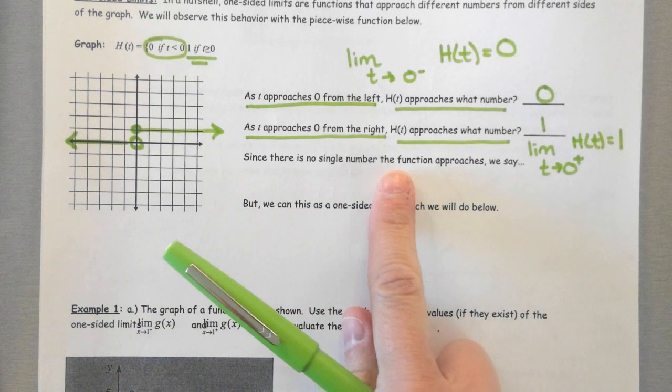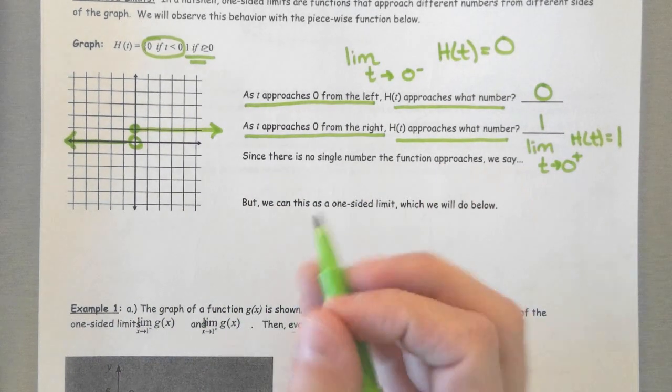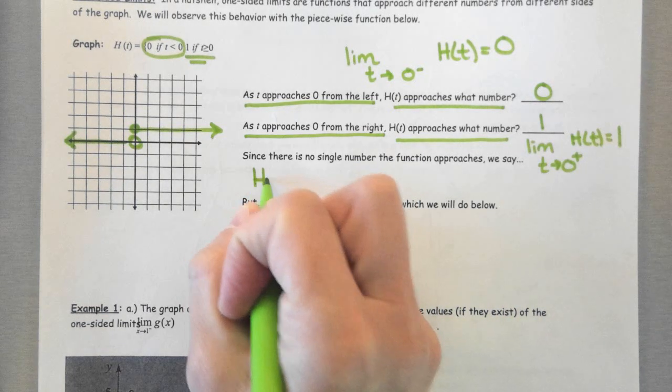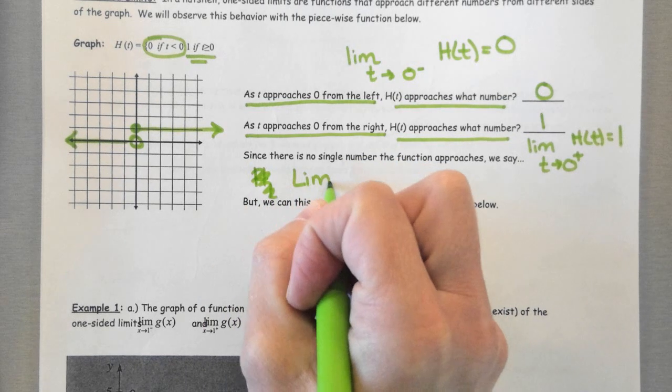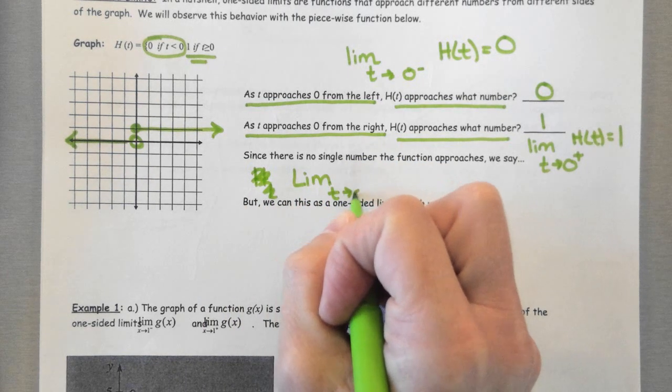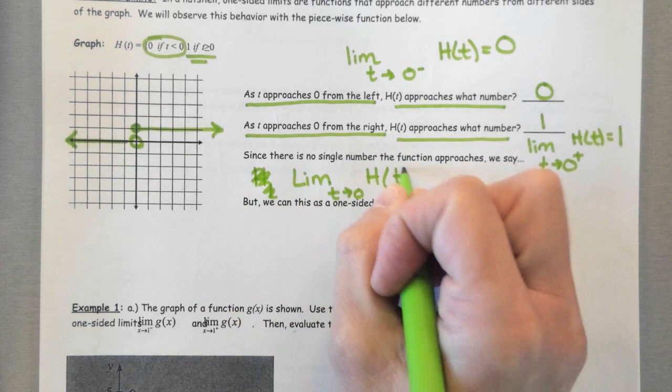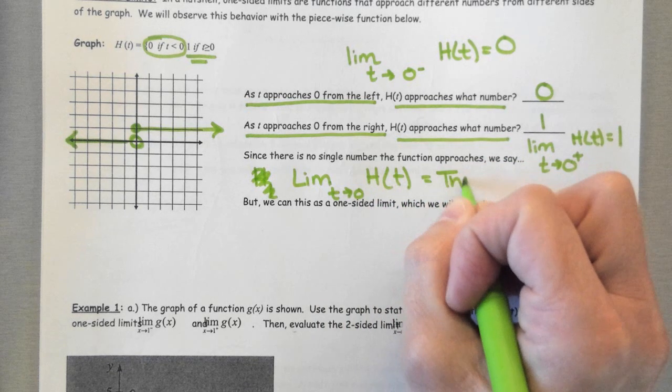Since there's no single number the function approaches, if you're looking at the limit as t approaches 0 of h of t, the limit does not exist.